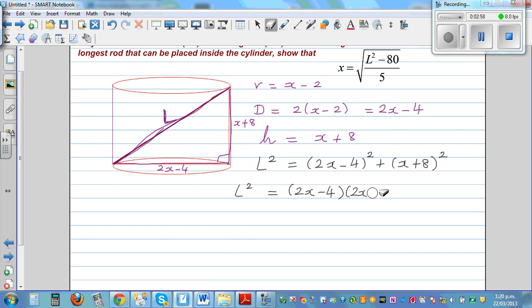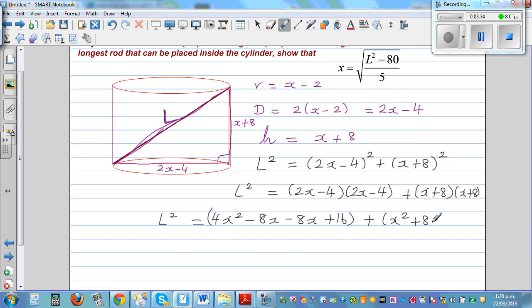You can pause this video and try to do this yourself if you can. Plus (x plus 8) times (x plus 8). I hope you have understood this.